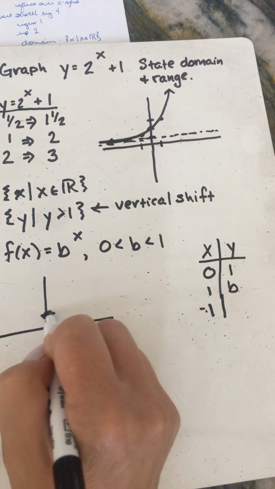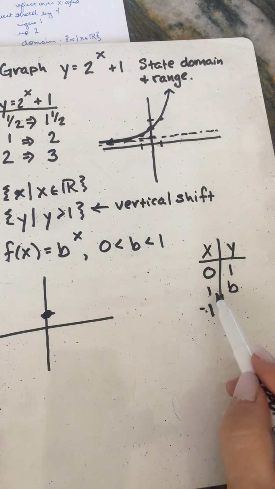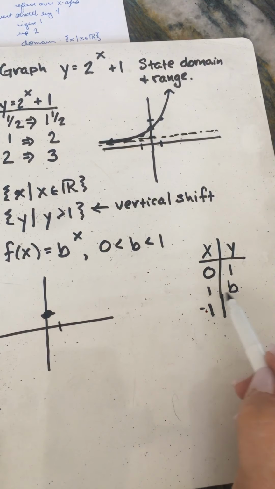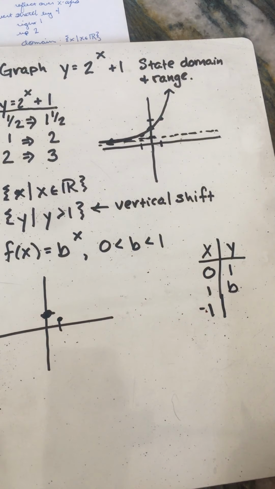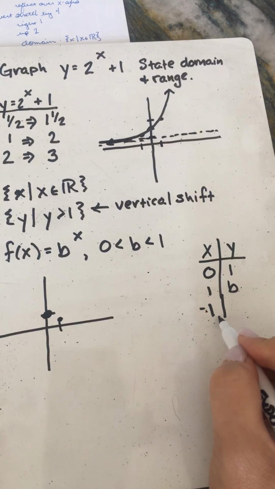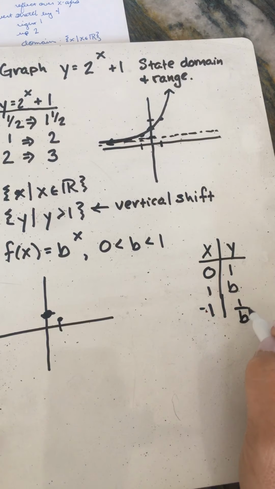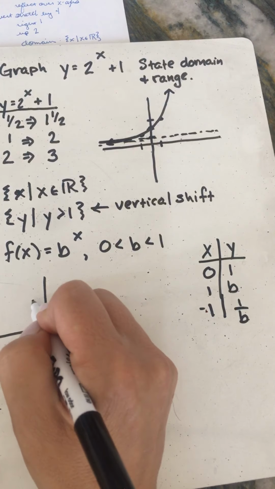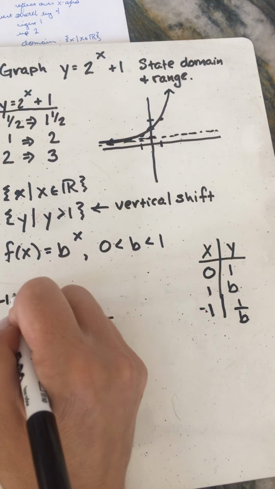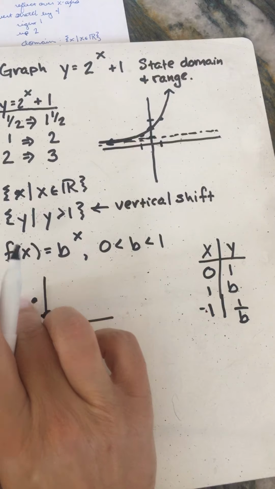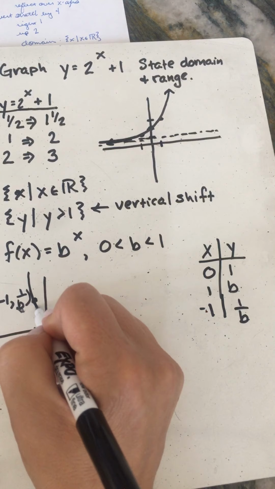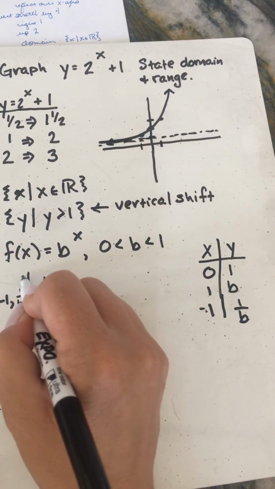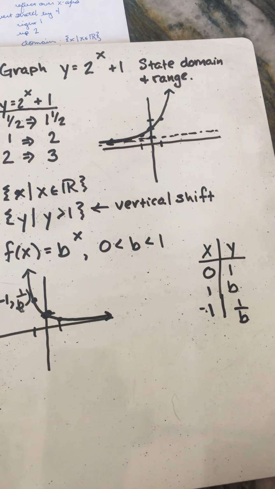We know we're going to go through the point (0, 1). Now, if we're at 1, b is a fraction, so we're going to be down here, less than 1. If we plug in -1, we're going to get the reciprocal. Well, the reciprocal of the fraction is going to be a nice whole number, so we're going to be going up here. We're going to be at -1 and then 1 over b, but it's going to be a whole number of some kind. So your picture is actually a reflection.